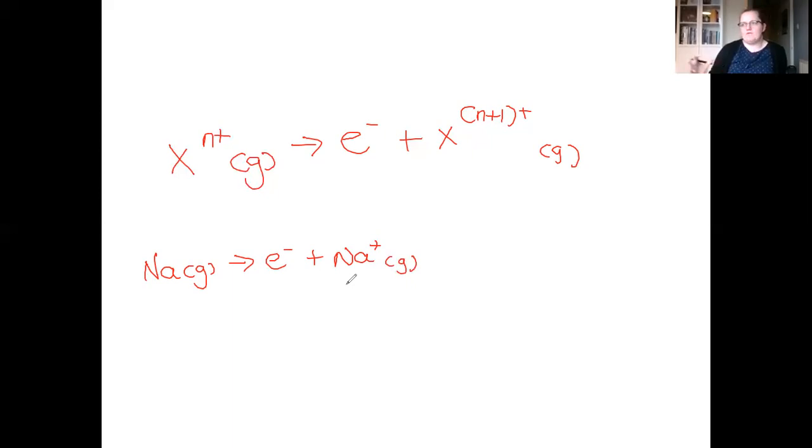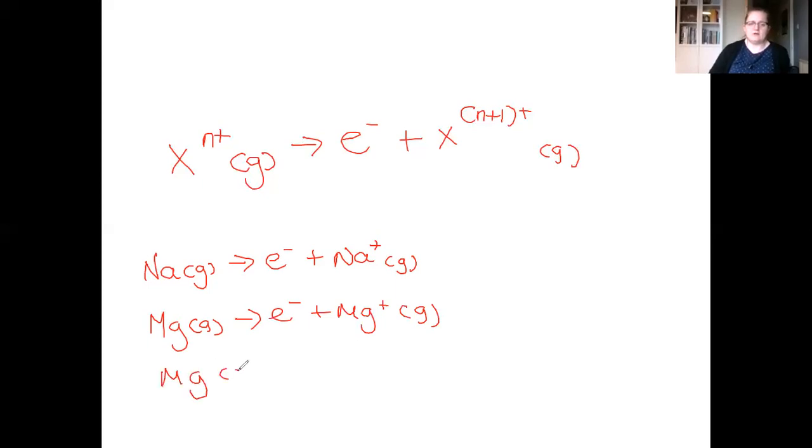They would all work in very similar ways. So if we did magnesium, first ionization energy as well, that would look exactly the same as this, but with magnesium instead. If it was the second ionization energy, we would have magnesium, going to an electron and Mg 2+.